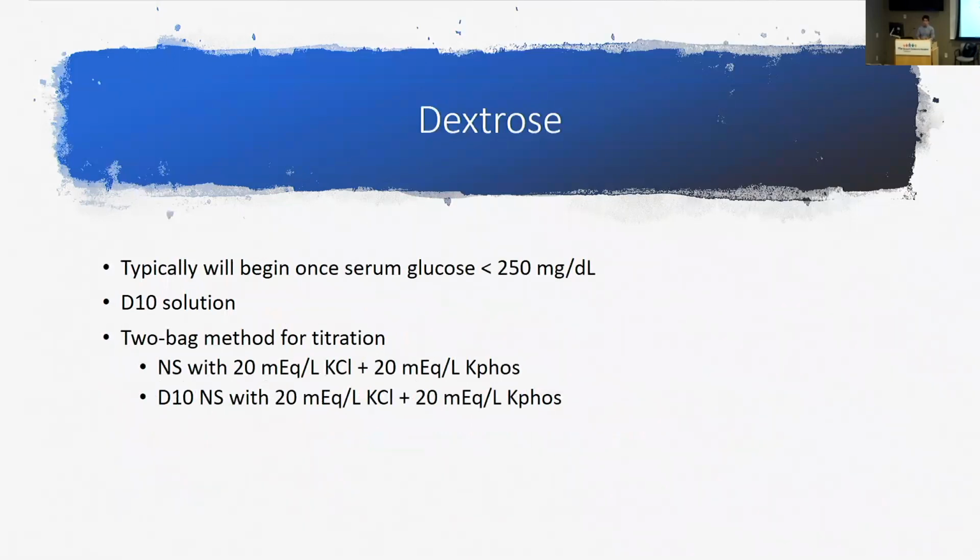Per our protocol, and probably most places around the country, we put the cutoff at 250. Once the glucose gets down to 250 or less, we're going to start adding dextrose into the fluids. Our standard tends to be a D10 solution. When we get to that point, we employ what is frequently called the 2-bag method for titration, with two separate fluids that are exactly the same in terms of sodium chloride concentration, potassium chloride, and potassium phos, with the only difference being that one has no dextrose and one has 10% dextrose. That way we can adjust between these two fluids, and the only thing we're changing is the concentration of dextrose. We're not affecting any of the electrolyte concentrations.